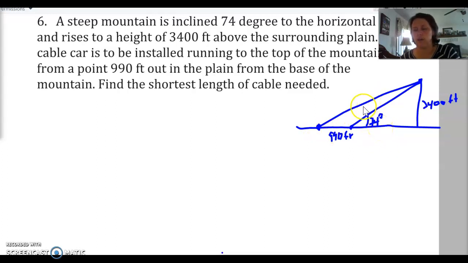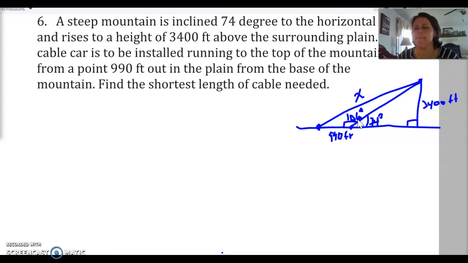Alright, so we need to know what this length is. Let's just call that x. We know this is 990. Let's start filling in some information. We know this should be a 90-degree angle. This one here we can figure out because they're supplementary. So 180 minus 74 equals 106 degrees.